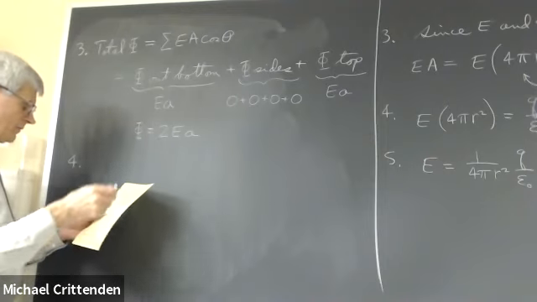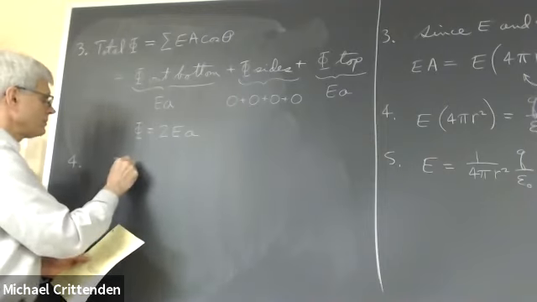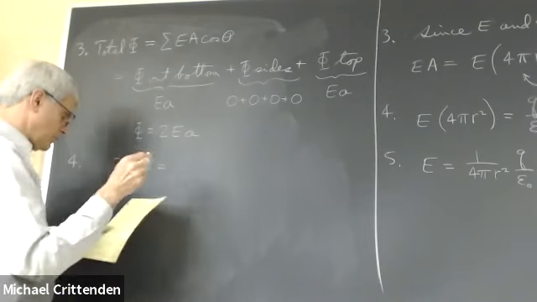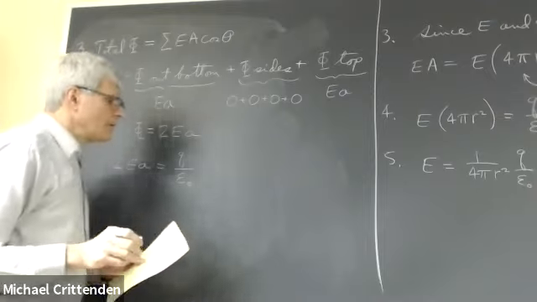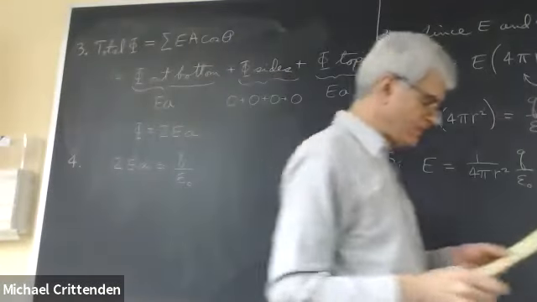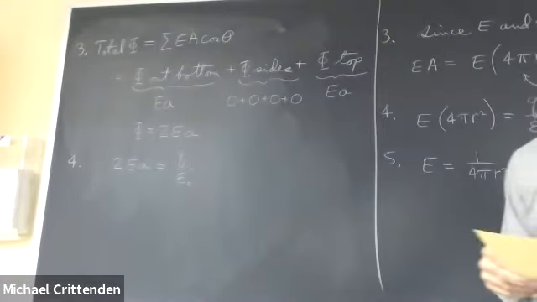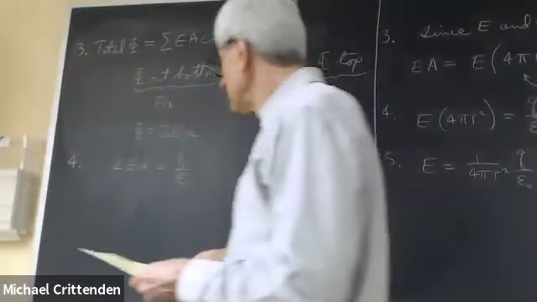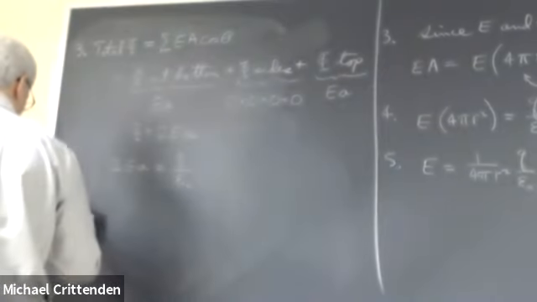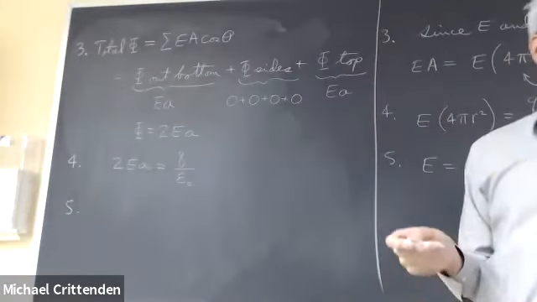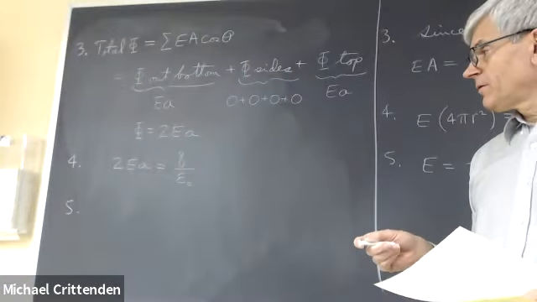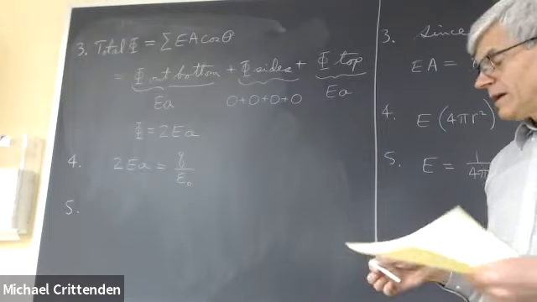Step 4, plug that into Gauss's law for the flux. 2EA equals Q over the permittivity. What the question asked for was the magnitude of the electric field, so just divide through by 2 and divide through by A.